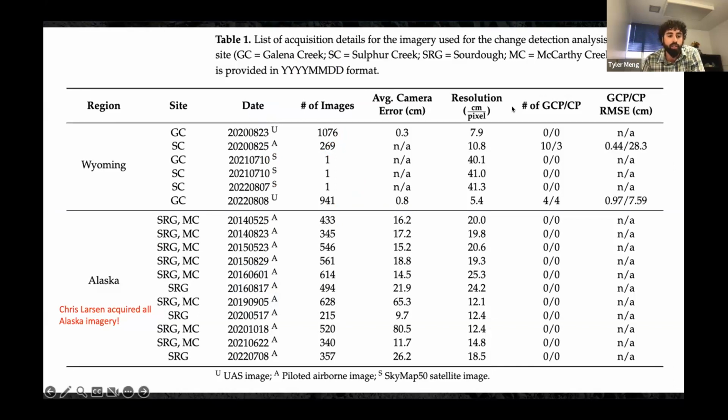And just a quick shout out to Chris Larson, who was the pilot. Every single one of these Alaskan flights was a piloted overflight flown by Chris. And then our Wyoming site was a little more varied, where we had a few UAV flights, one piloted overflight, and then we also acquired a few of those SkyMap images to piece together our displacement time series. And it also just gives a good example of the range of resolutions and the number of images we collected.